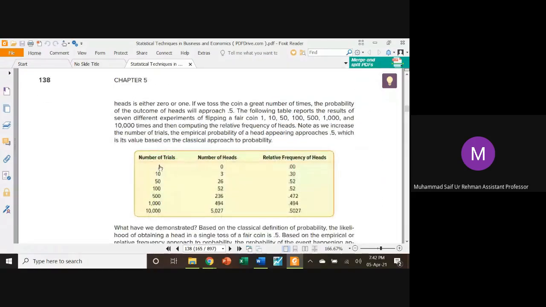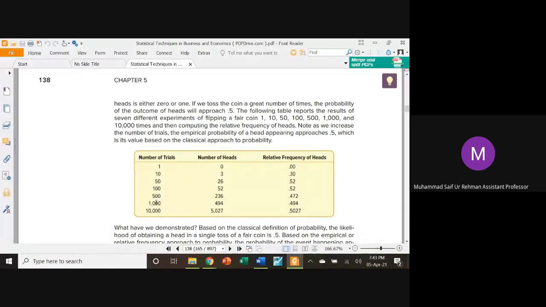So there is an example: number of trials 1, number of heads 0. The relative frequency of the heads is 0. Relative frequency means probability in this particular case. You may think of it as relative frequency or probability, same thing. Then if you toss a coin 10 times, it is quite possible that 3 heads are there as a result, and 7 times tails. Similarly, you are going to increase the number of trials.